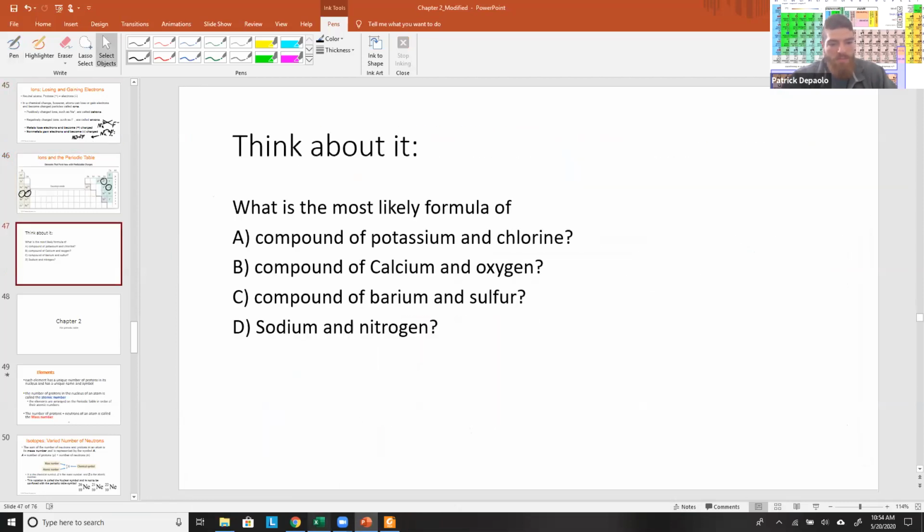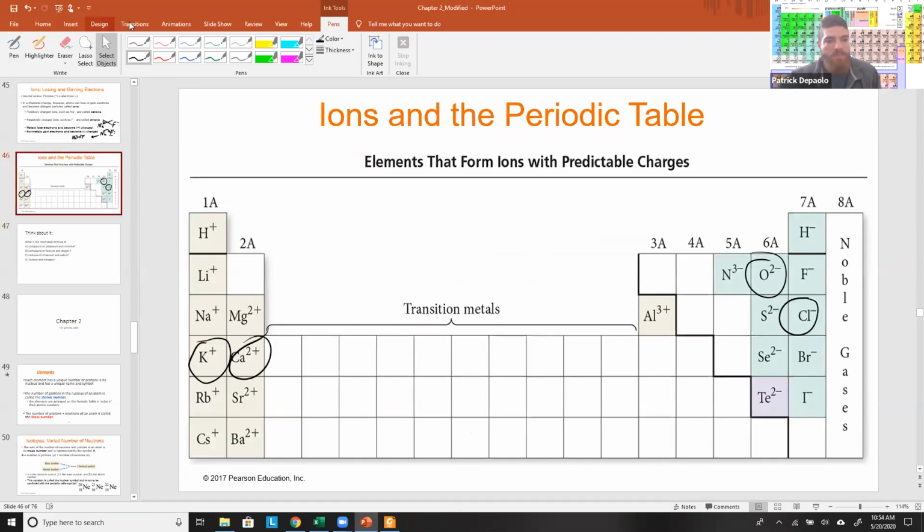Barium and sulfur, and then sodium and hydrogen. All right, so barium and sulfur. Barium is right here, sulfur is right here. Oh, wow, look at that. What's it going to be? It's going to be, yep, BaS. Exactly, good.